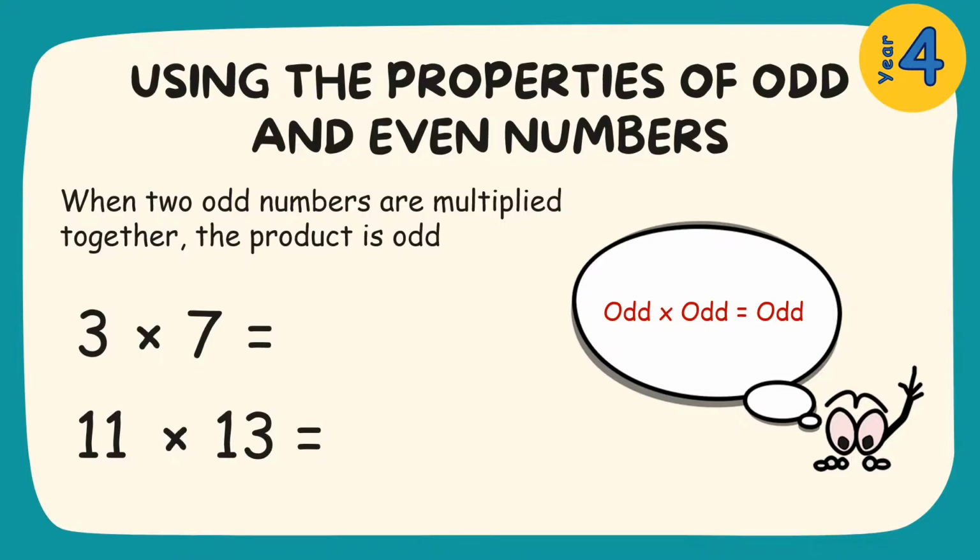So if I've got 3 times 7, which is 21, I can see that two odd numbers multiplied give an odd number as an answer. And if I've got numbers which are just a little larger, 11 times 13, which gives me 143, I can also see that when I multiply two odd numbers, the result, regardless of how big these numbers are, is still going to be odd.